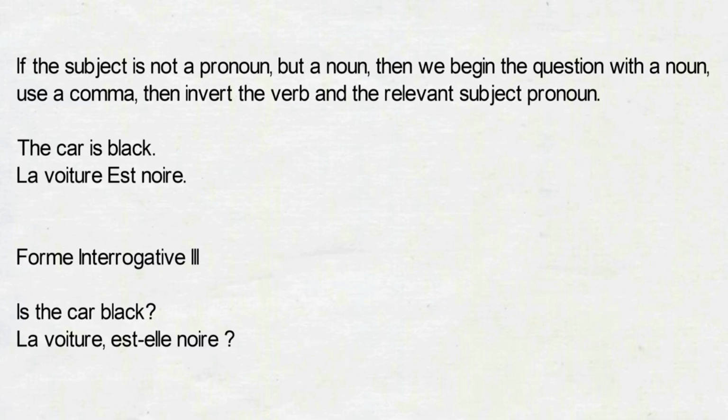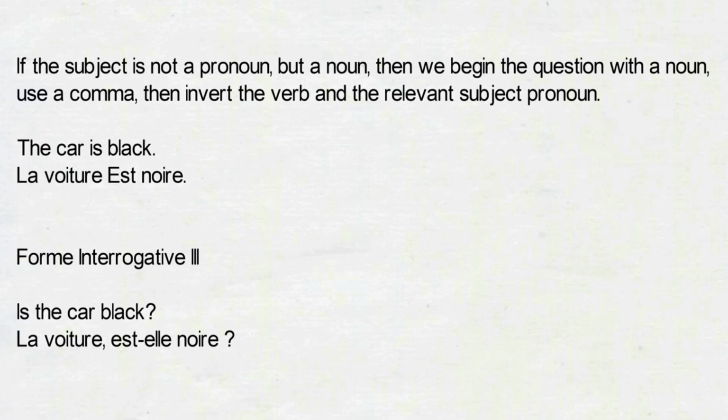Let me explain. The car is black. Car is a noun. The form will be, is the car black? So what will we do? Firstly, we will put la voiture, then a comma, then is she black. We put the noun as it is, then a comma, then est, which means is, then a hyphen, then if it is plural, we will do ils. If it is singular, then il for masculine singular.